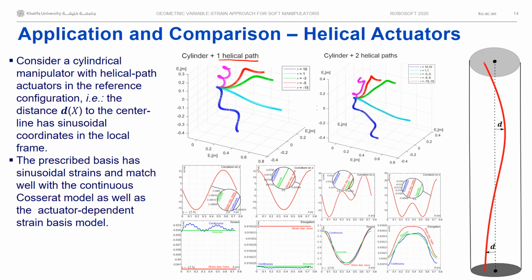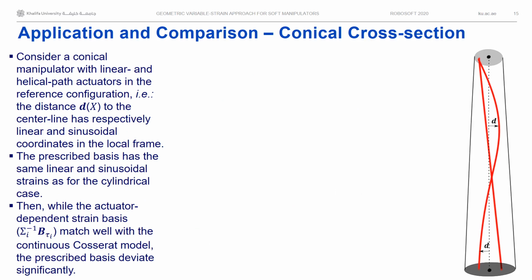In the second example, we consider two helical actuators with different pitch, and again a combination of sinusoidal functions of the two pitches is able to represent the curvature, the torsion, and elongation in this case. In this third and last example, we consider a conical manipulator with linear and helical path actuators.